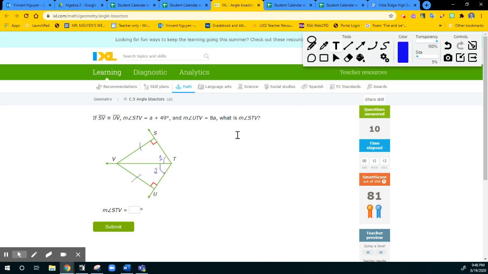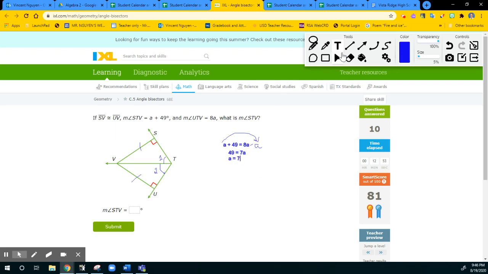So again, this is an easy case. We can set them equal to each other. So A plus 49 equals 8A. To solve this, we're going to move the A away by subtracting, because it's positive over here. So what am I going to end up with? It's 49 equals 7A. Oops, I can't type, 7A. And then you're going to divide by 7 on both sides. So 49 divided by 7 would give you 7. So A is equal to 7.